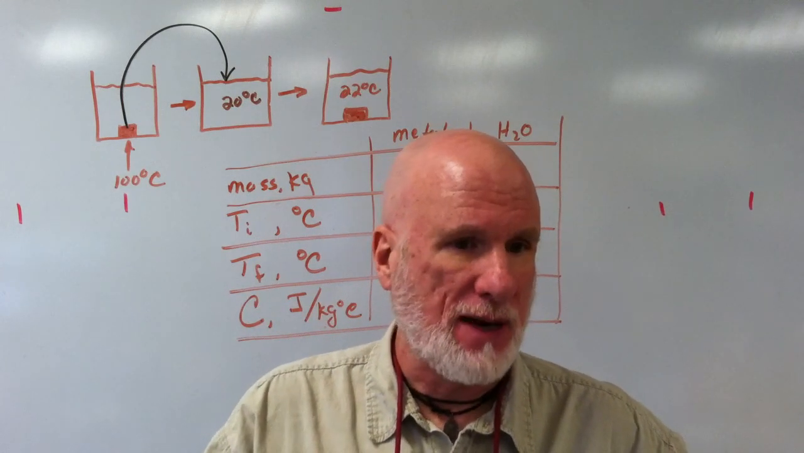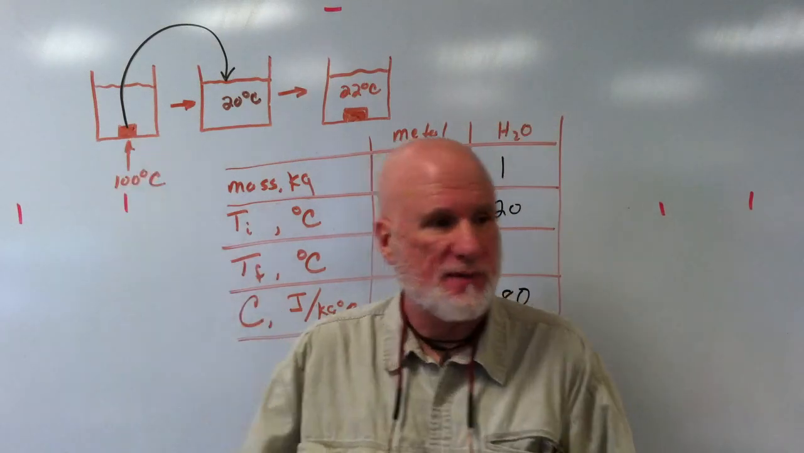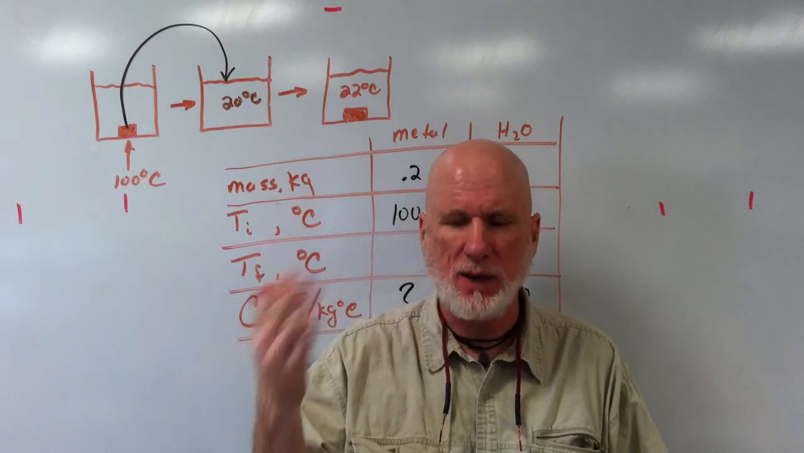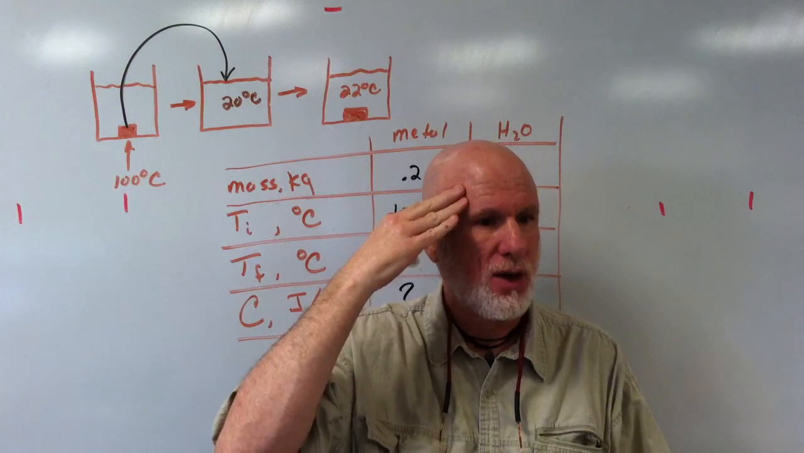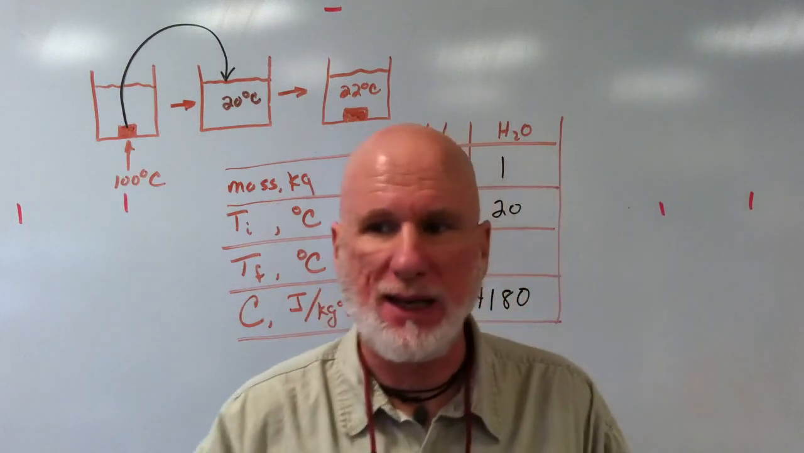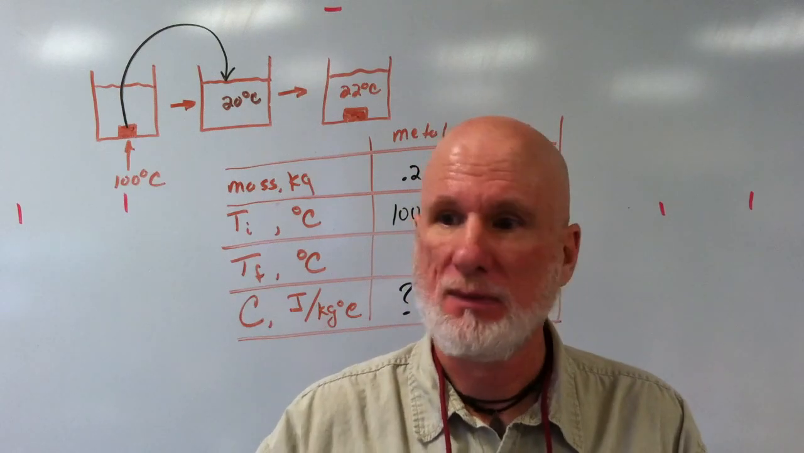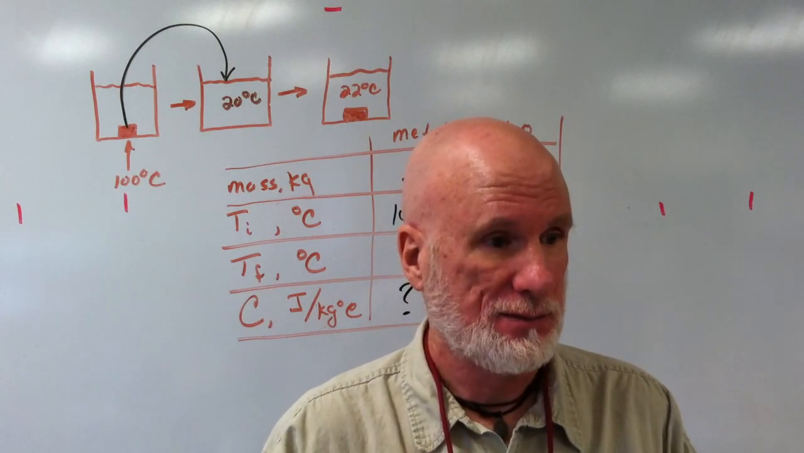This is the experiment that I'm going to conduct. I'm going to boil a piece of metal. Now, why am I boiling the piece of metal? Well, I want a reproducible initial temperature. What's the initial temperature going to be of this metal if I'm boiling it at 100 degrees? 100 degrees Celsius, right? So that's going to be the initial temperature of the metal.